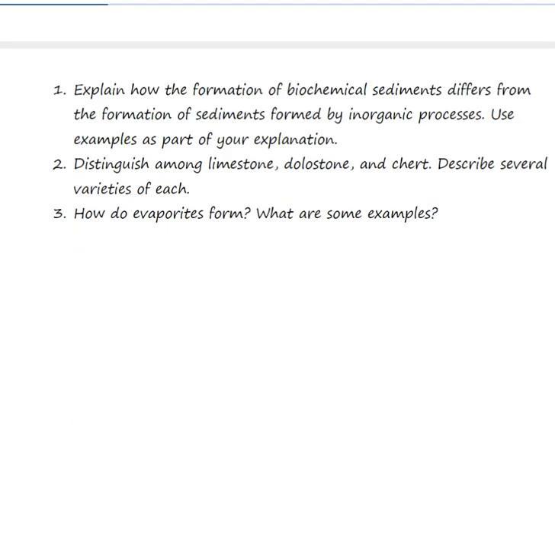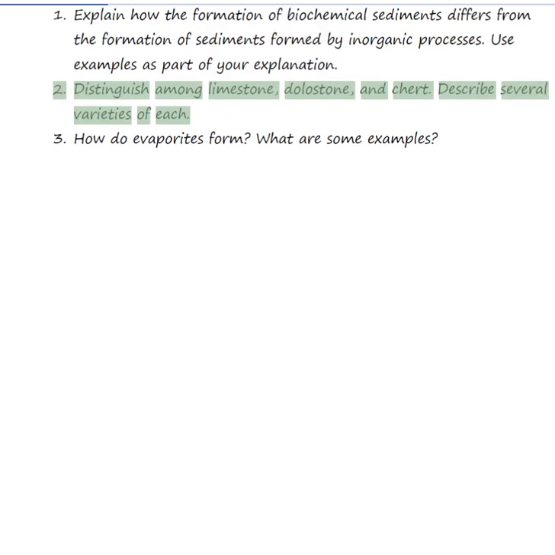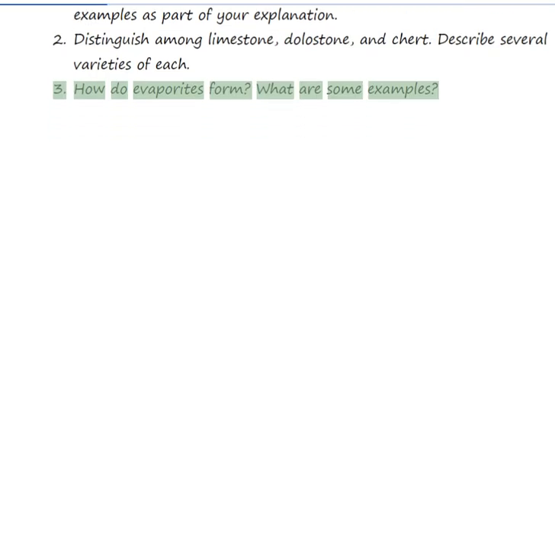Concept checks 7.3. 1. Explain how the formation of biochemical sediments differs from the formation of sediments formed by inorganic processes. Use examples as part of your explanation. 2. Distinguish among limestone, dolostone, and chert. Describe several varieties of each. 3. How do evaporites form? What are some examples?